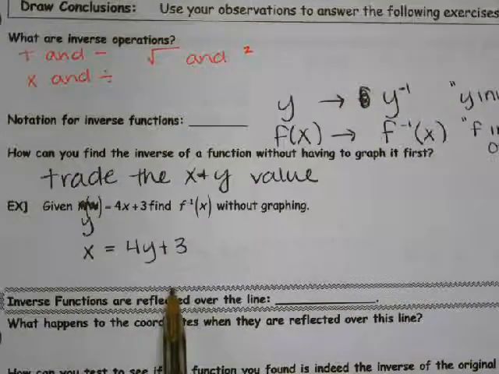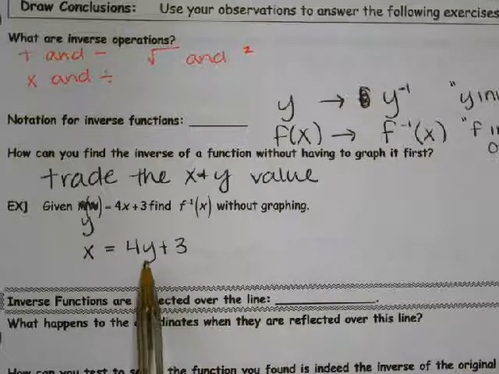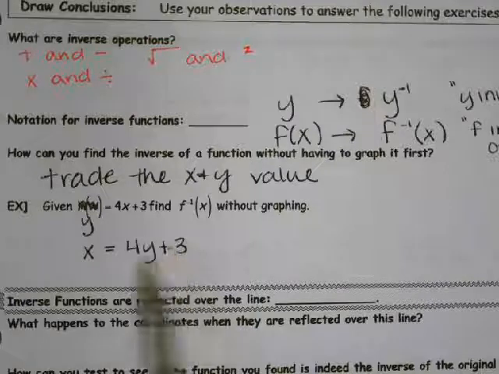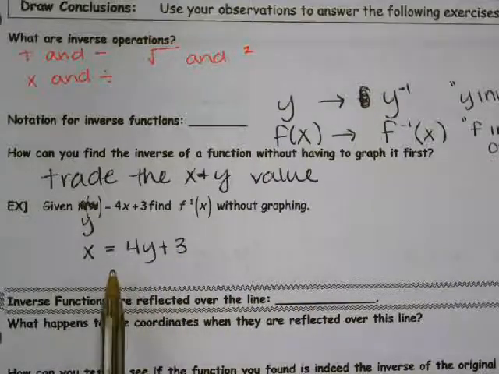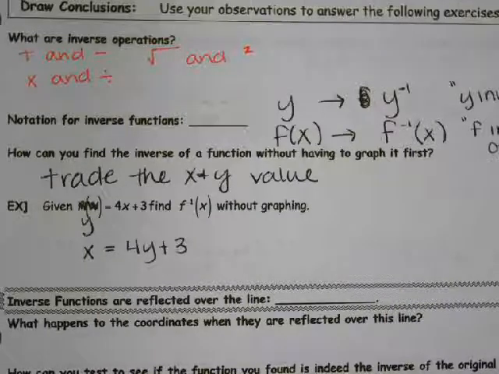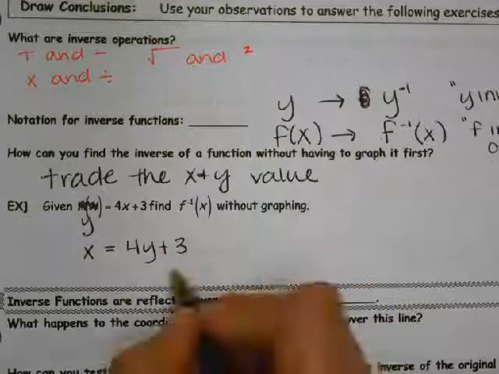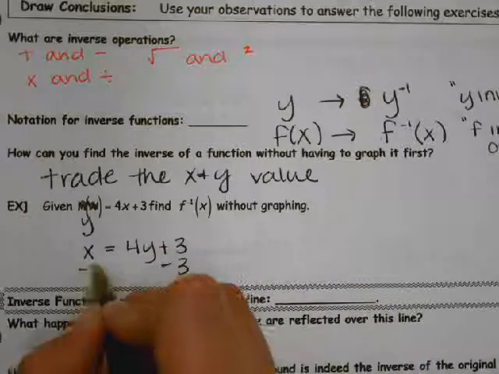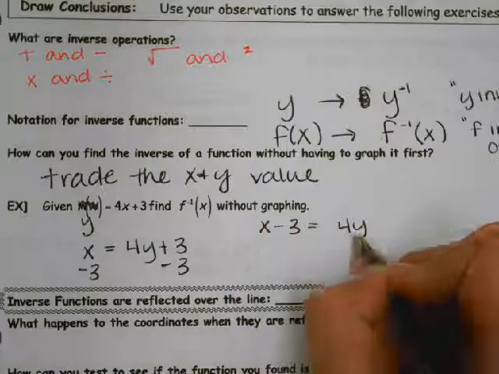Now what I need to do from here is undo each of these operations. And I'll do that by taking the inverse of each of them. And when I'm finished with that, then I'll have my equation in y equals form, which is how we usually like our equations to be written. So the inverse operation for plus 3 is to subtract 3. So that's where I'll start. I have x subtract 3 equals 4y.